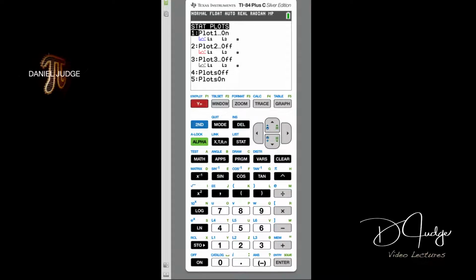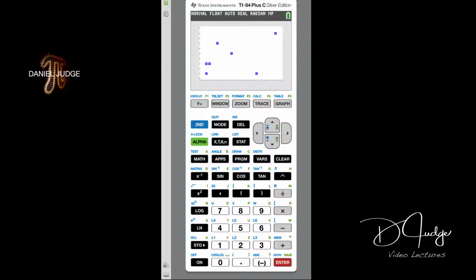Remember what we do to graph this. Second, Y. The first plot is on, so good. Now we're ready to hit zoom. Scroll all the way down to zoom stat. And sure enough, ladies and gentlemen, look at that. I'm going to say to you guys, that doesn't look to me like I can fit that data on a line in any way. If you really take a look at this, I don't think you can fit that line at all. Doesn't look that good to me at all.